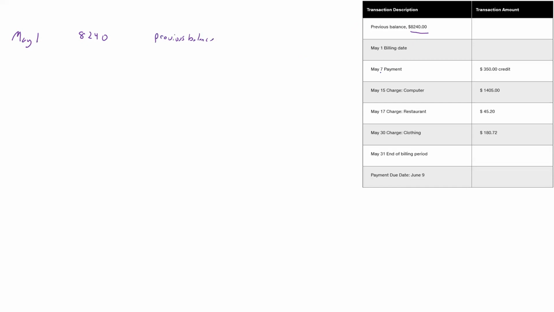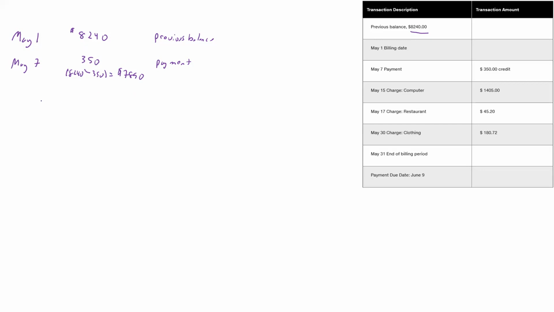Now, on May 7th, we have a payment of $350. So this is going to be $350, and this is a payment. What we have to think about here is, if we take this number and subtract off this number, that will give us our balance. So we'll take 8240 minus 350, and that's going to be 7890. This is our balance at that point. So for May 7th, we're at 7890.